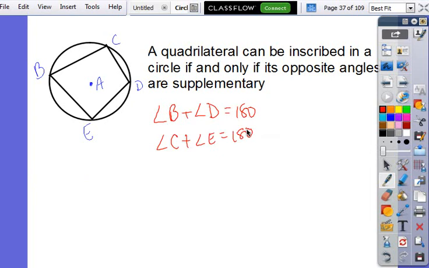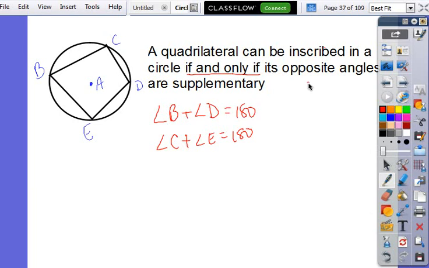All right. Again, if it says "if and only if," what does that mean? It works both ways. So I know it can be inscribed if the opposite angles are supplementary. And I know if the opposite angles are supplementary, then I can draw a circle around it and hit all the corners.